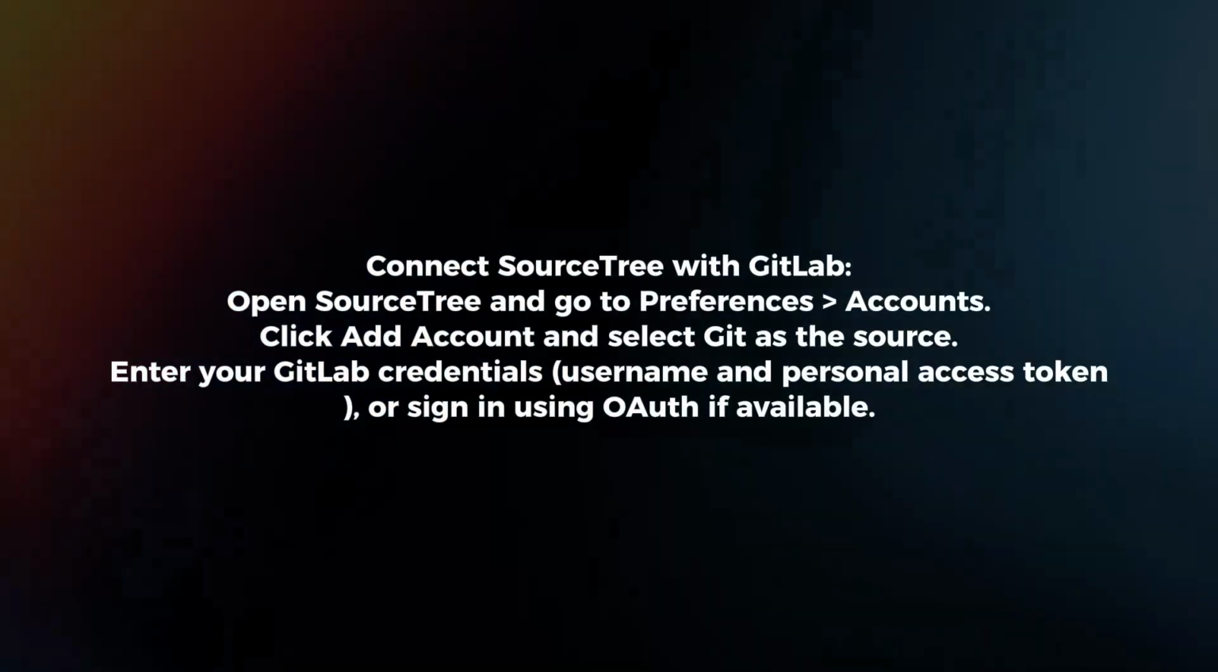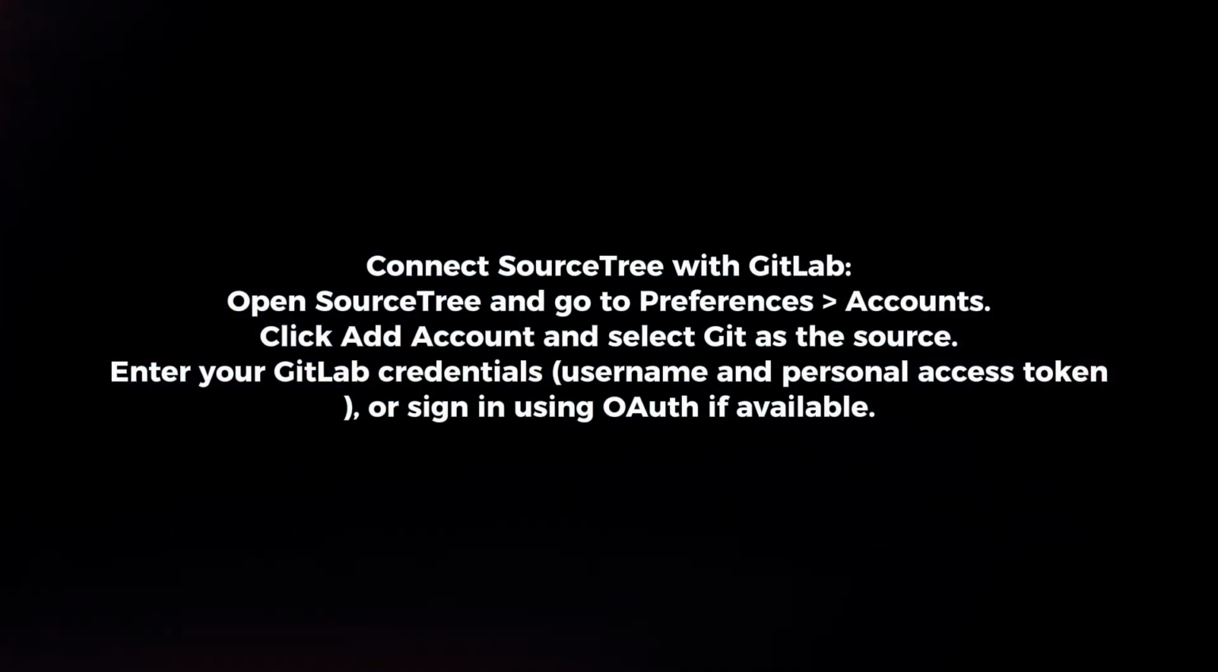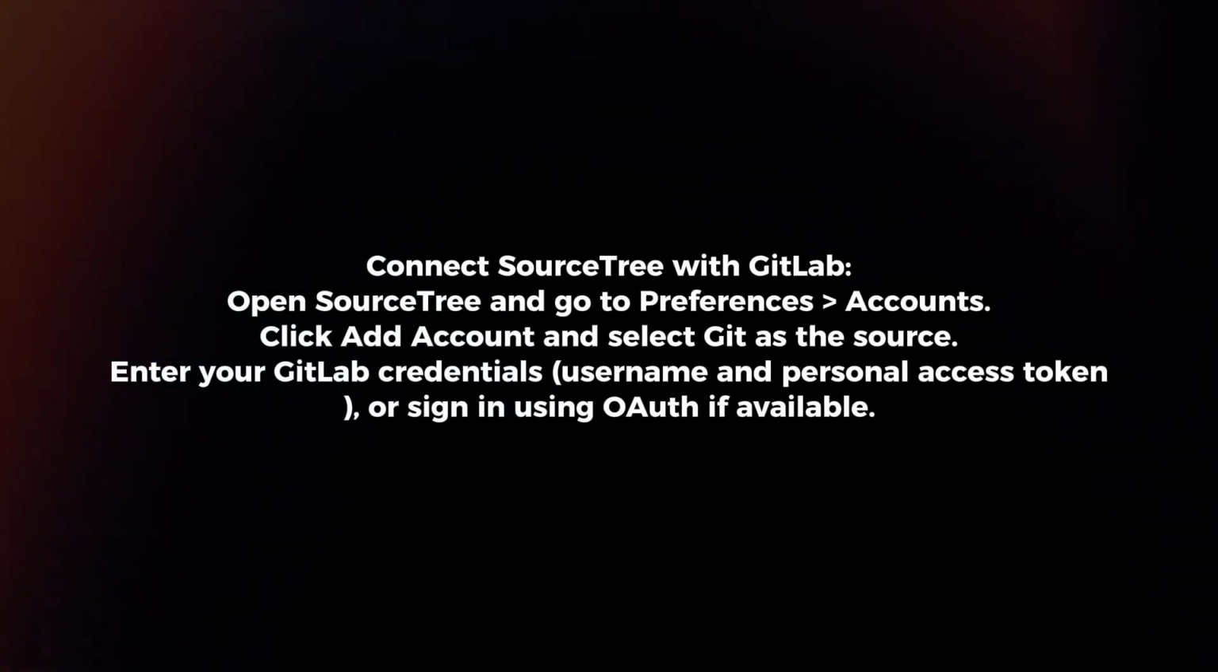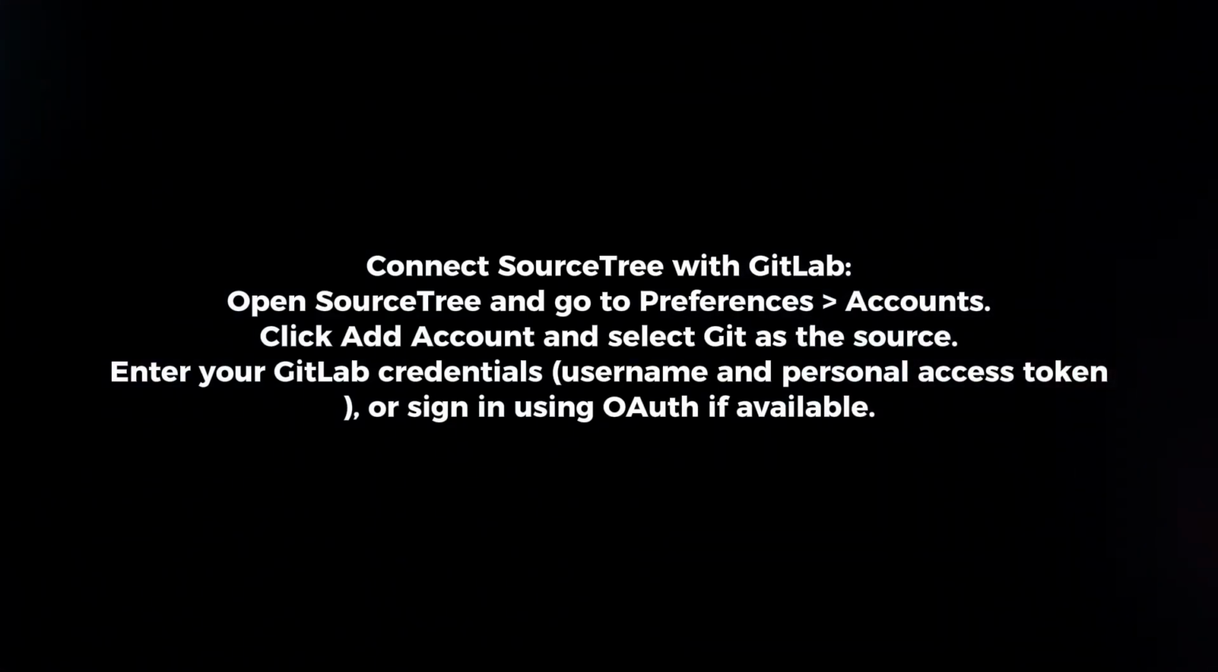Connect SourceTree with GitLab. Open SourceTree and go to Preferences, Accounts. Click Add Account and select Git as the source. Enter your GitLab credentials or sign in using OAuth if available.